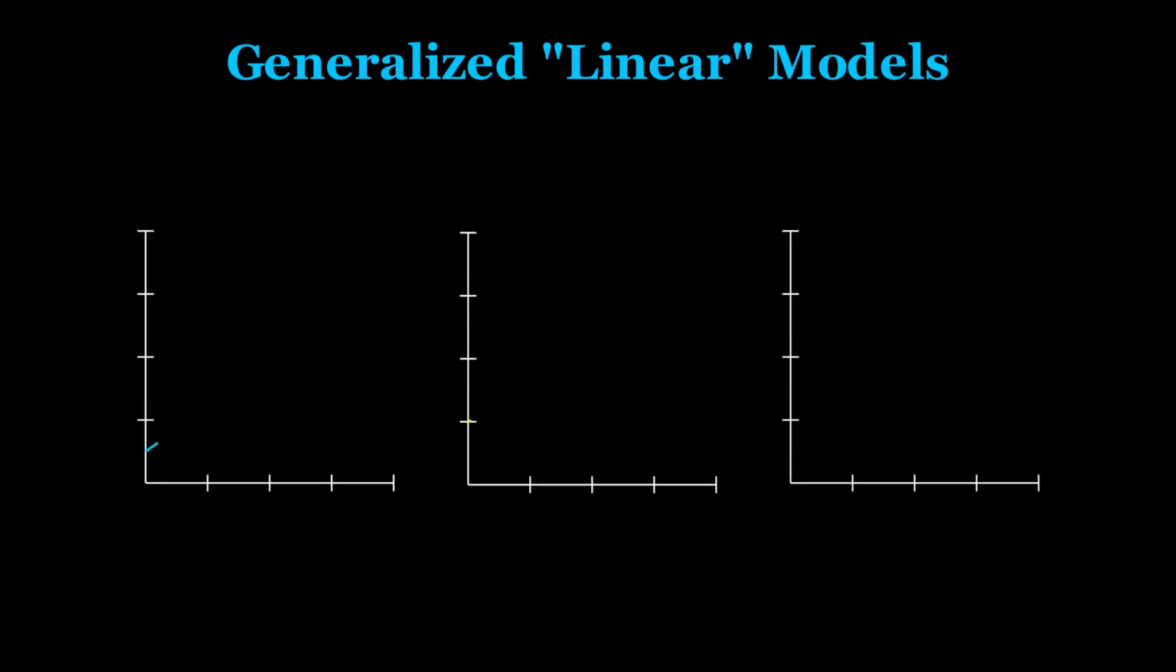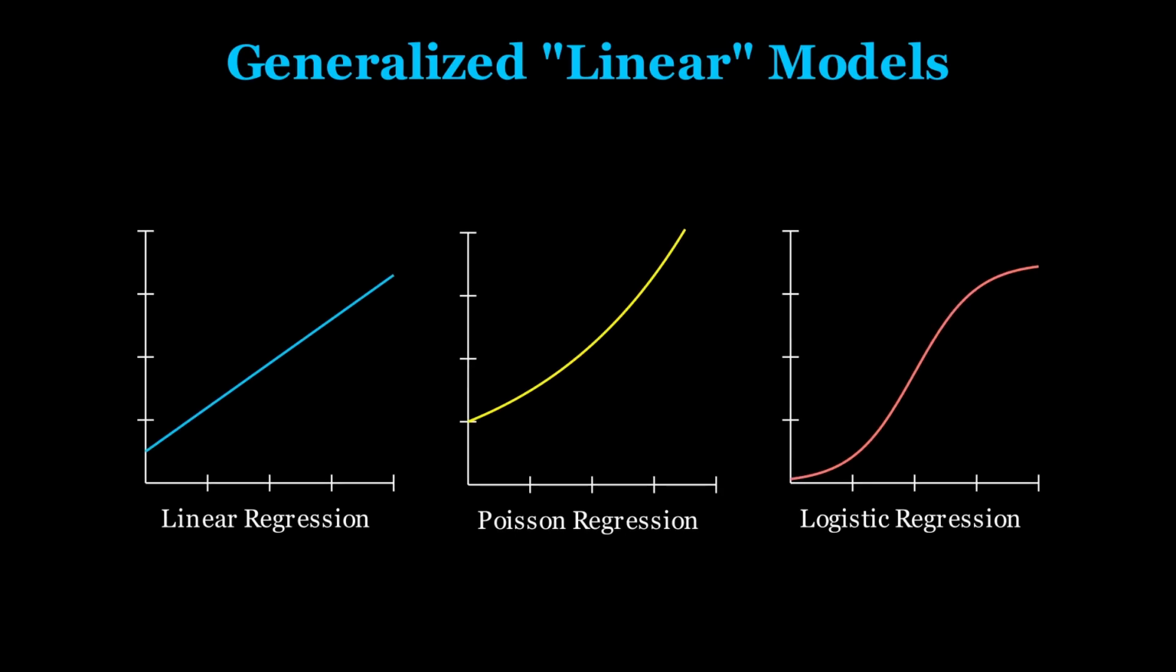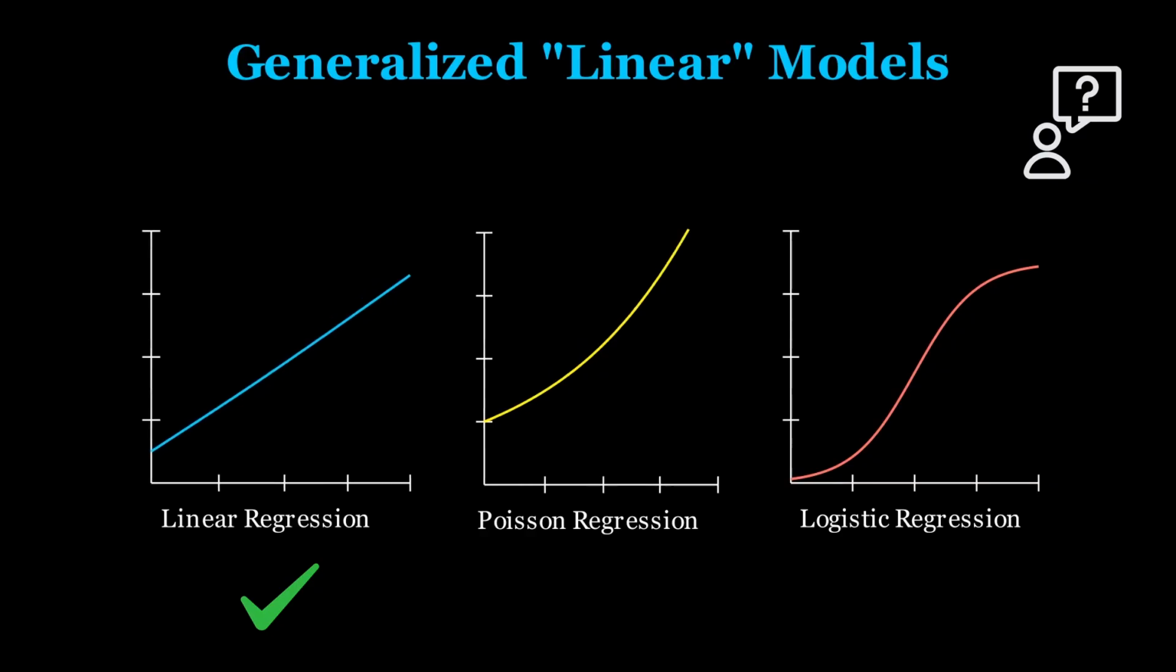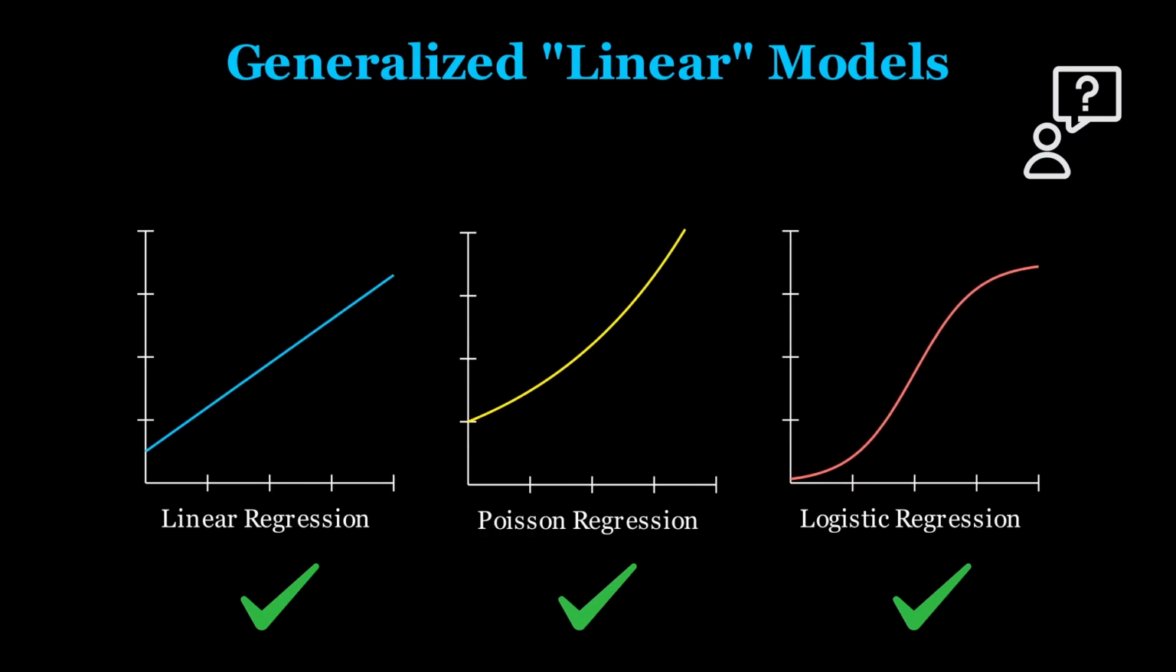Here we plot fitted curves using three different types of regression models. Which of these could we call a generalized linear model? If you answered linear regression, you're correct. If you answered all of them, you're also correct. All of these are generalized linear models. The term linear in generalized linear models refers to the relationship between the coefficients and the x variables, not the relationship between the y variable and the x variables. Let's see how this works.